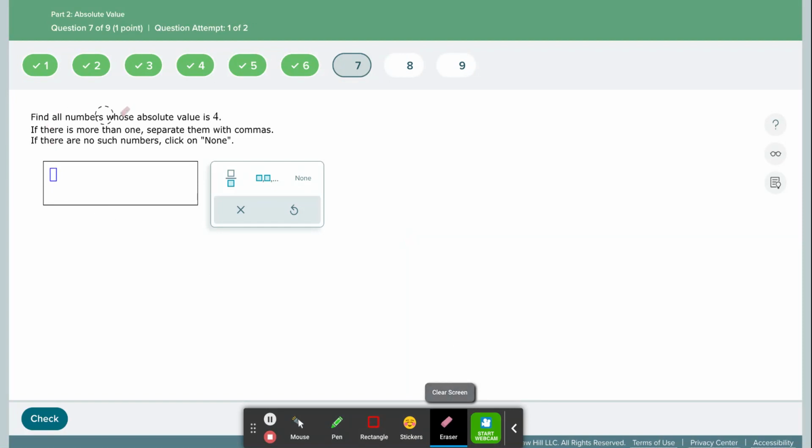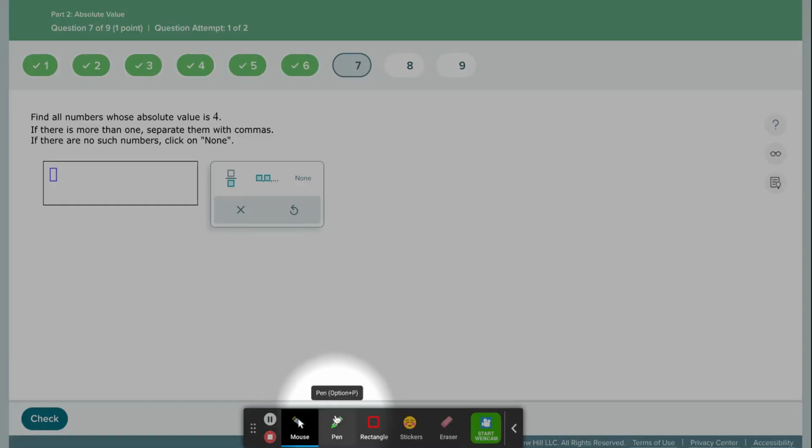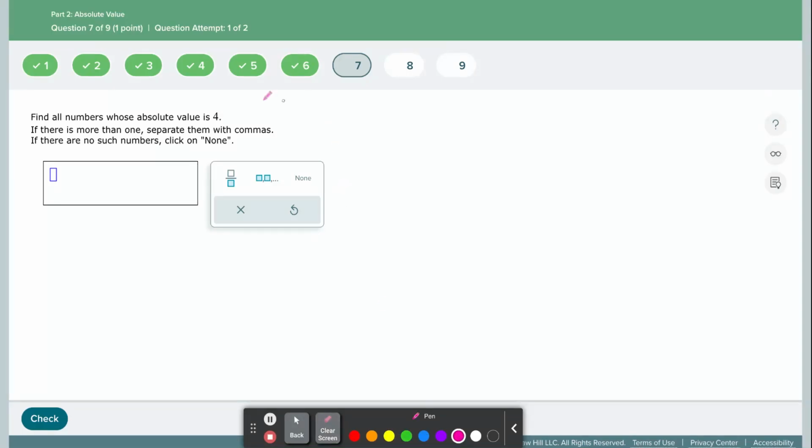All right. Find all the numbers whose absolute value is 4. This one throws kids off, so pay close attention. We're looking for all numbers that have the absolute value of 4, so it's going to equal 4. If there is more than one, separate them with commas. If there are no such numbers, click none.